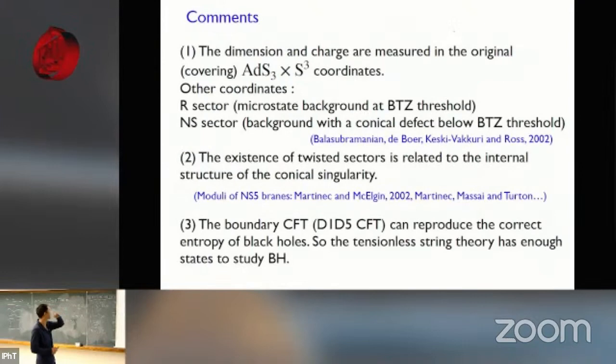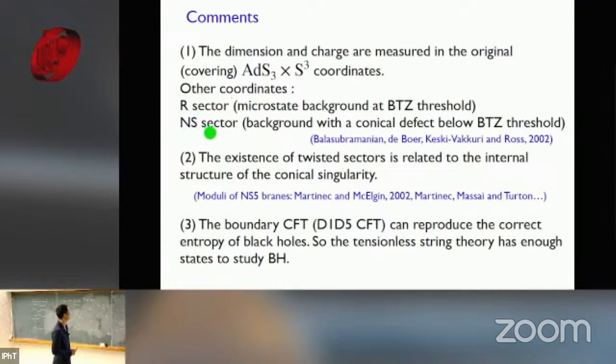Okay, here I give some comments about this result. The dimension and charge are measured in the original, or usually called covering, AdS3 coordinates. So we have this strange 1 over k or m over k spectral flow. You can also do that in other coordinates, for example, in the R sector. This will be useful to study microstate backgrounds. So they are above the BPS threshold. So this is a supertube with dipole charge k, right? The k. Yeah. Okay. And you can also study in the NS sector. This corresponds to the conical defect below the BPS threshold. And how to transform between different coordinates is also explained in this paper.